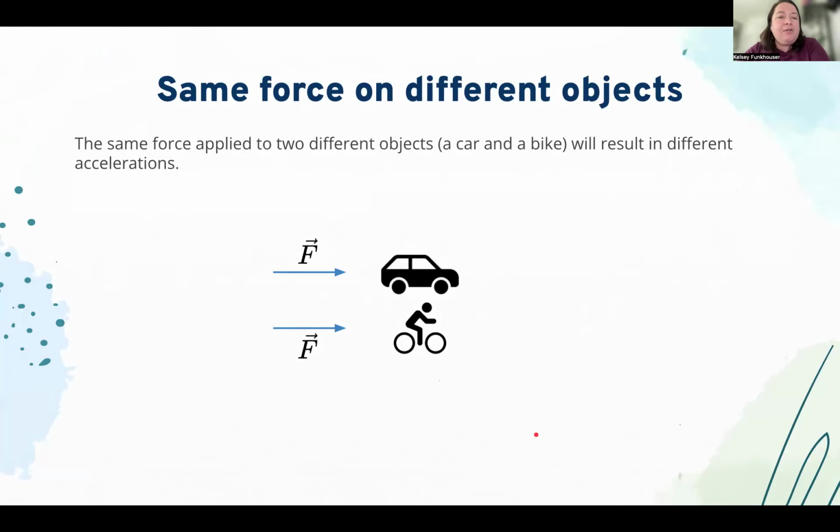Okay, now let's think about applying the same force to objects of different sizes. Let's say you're trying to push a car with a certain force, and then you try to push a bike with the same force. The bike and the car are going to react differently to the force. This should be something that you have some intuition with. The car might barely flinch or not move at all, while the bike will start rolling along. The objects experience the same force, but have different acceleration.